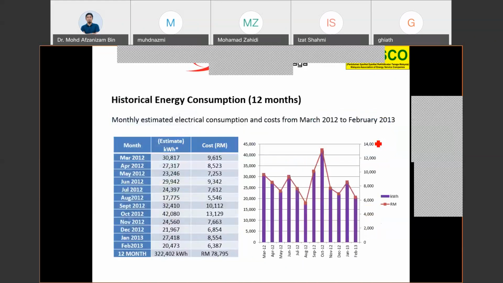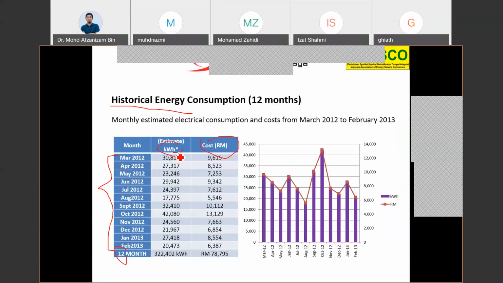Yes. Next, historical energy consumption. So they may take 1 year result, which is 12 months. Monthly estimated energy consumption and cost from March 2012 to February 2013. So this is the thing. March. Okay. And then 12 months. And in that, they try to get the historical energy consumption, to be compared for the next following month, okay, estimated kilowatt hour, okay, and cost, okay.